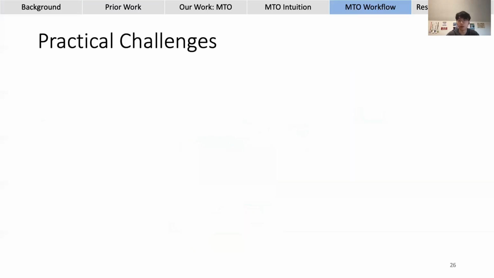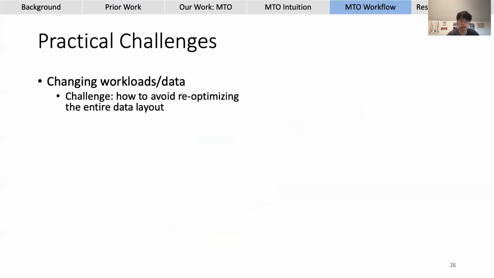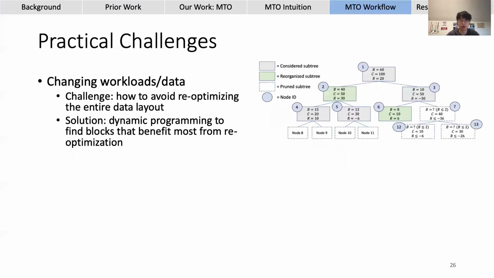All right, so now that I've covered the core workflow for MTO, I'll briefly mention a couple of practical challenges that we also have to address. So one big challenge is how do we adapt our data layout in the presence of changing workloads and datasets? And this is actually a challenge that existing data layout methods for single tables also face. The problem here is that it's often impractical to completely re-optimize the data layout every single time the workload or dataset changes. So we came up with a dynamic programming algorithm that efficiently identifies the blocks that would benefit most from re-optimization, and we only re-optimize the data layout for that subset of blocks.